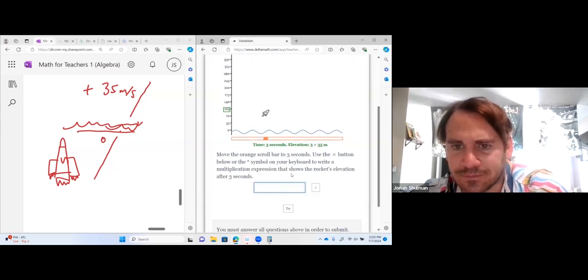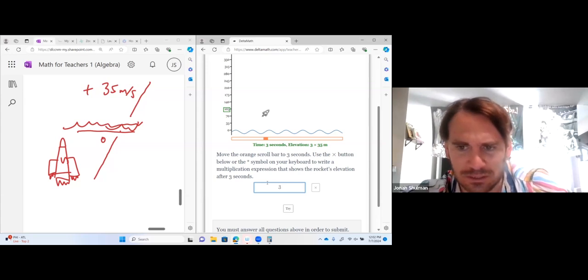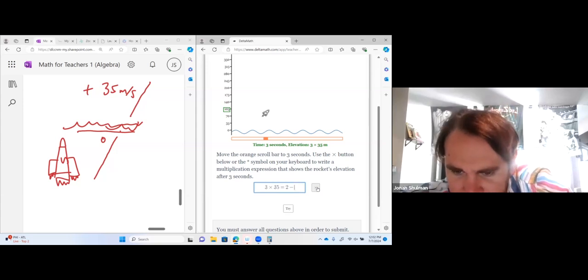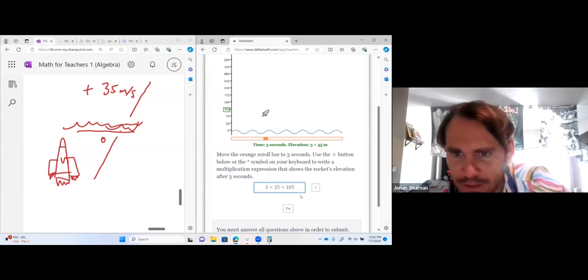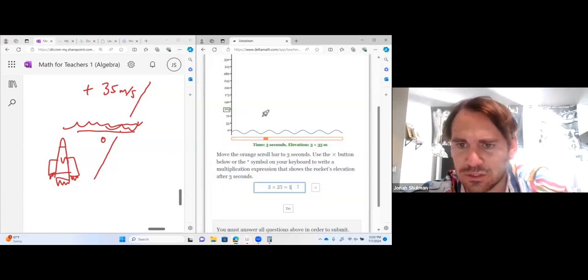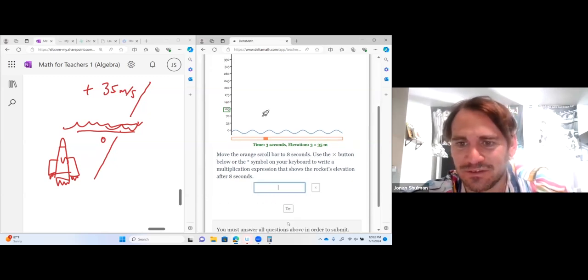Okay, let's do it. Move the orange scroll 3 seconds. Use the times button or the keyboard to write multiplication. So it's 3 times 35. We know that equals 105. Oh, okay, did they just want it without the answer? They want it without the answers. That's 105. All right, so now we're going 8 seconds.